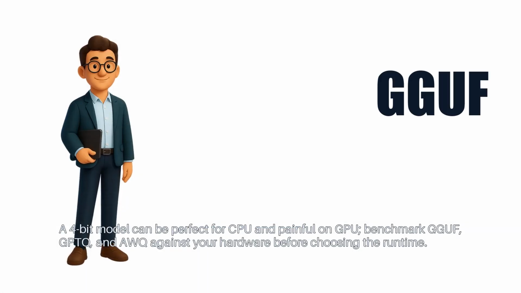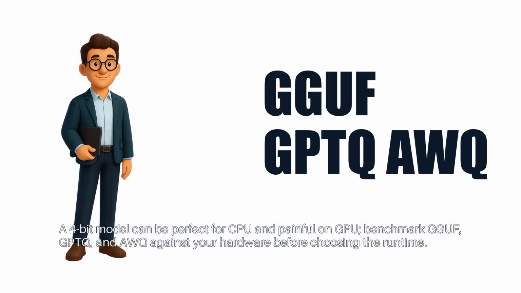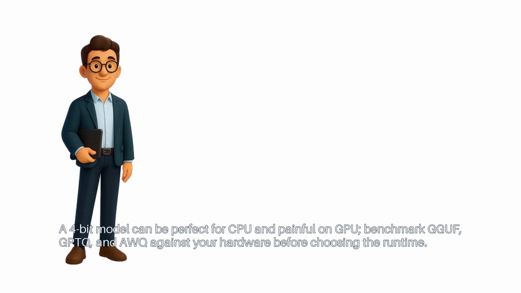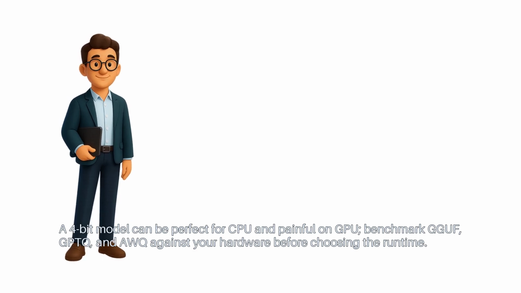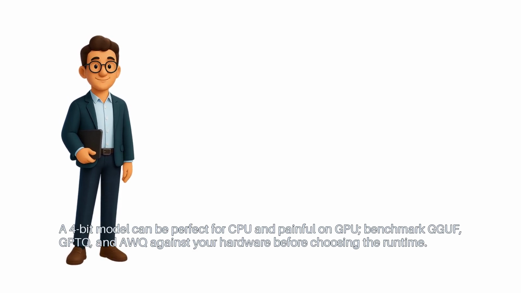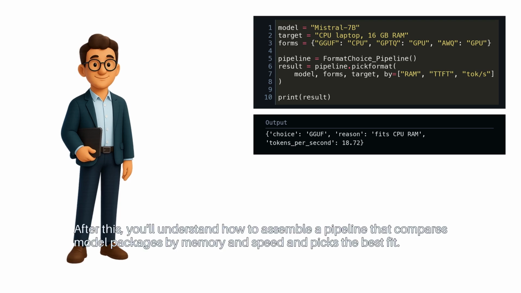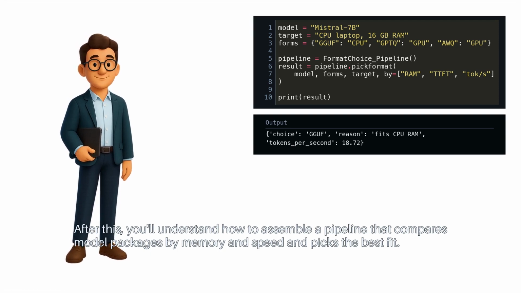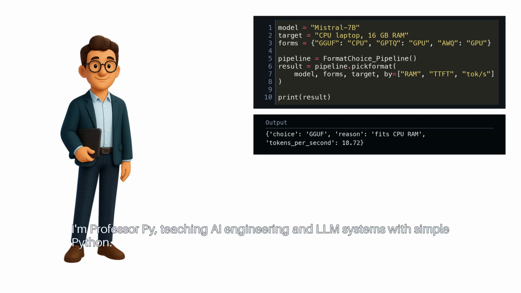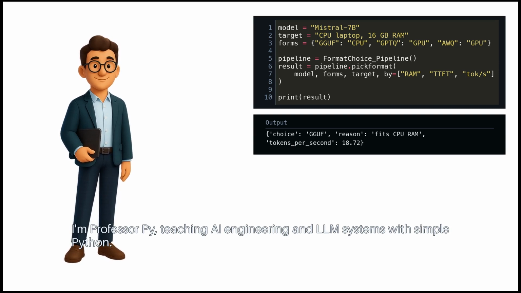A 4-bit model can be perfect for CPU and painful on GPU. Benchmark GGUF, GPTQ, and AWQ against your hardware before choosing the runtime. After this, you'll understand how to assemble a pipeline that compares model packages by memory and speed and picks the best fit. I'm Professor Pi, teaching AI engineering and LLM systems with simple Python.